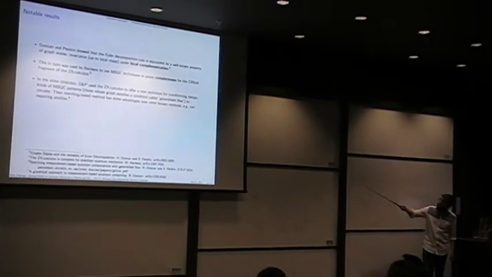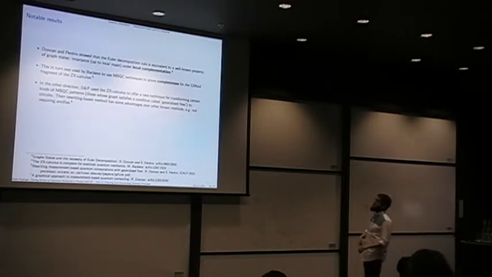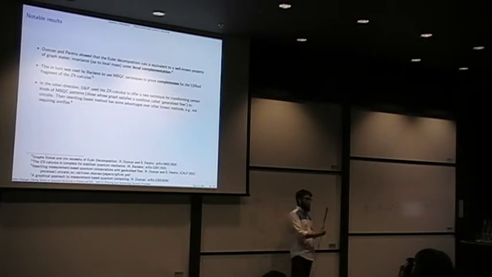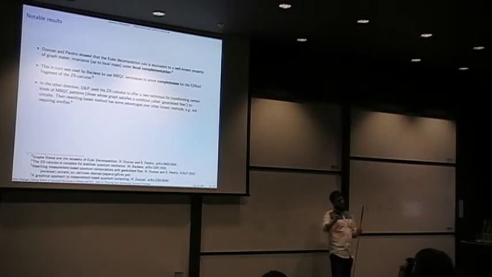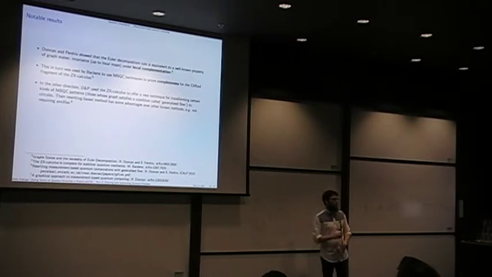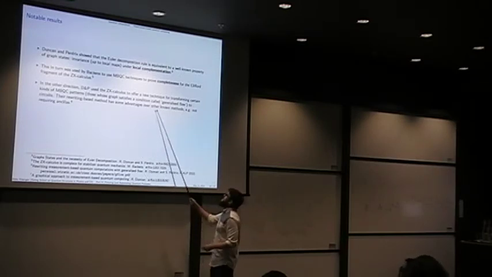Duncan and Perdrix, the people that wrote the first paper, used the ZX calculus to offer a new technique for transforming certain MDQC measurement patterns to circuits. A lot of times you want to write a pattern and see that it's equivalent to some circuit, right? The pattern is the thing you implement, the circuit is the thing that you really wanted to do with your quantum computer, right?